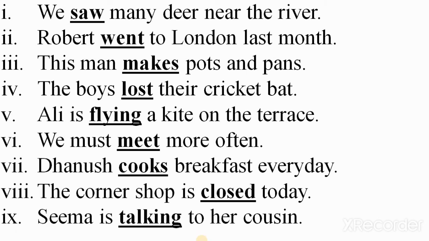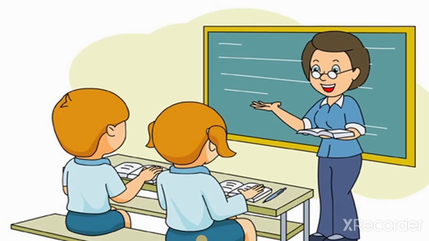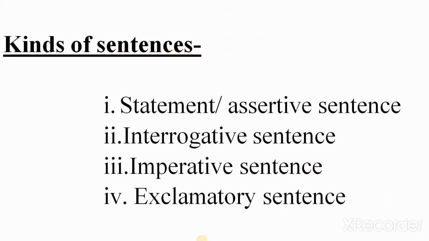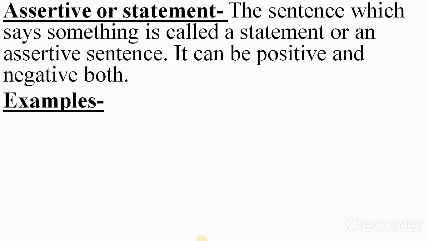Dear students, I think now you understood the reason why the verbs are suitably filled. After this, let's move to know the kinds of sentences. There are 4 kinds of sentence: statement or assertive sentence, interrogative, imperative, exclamatory. The first is assertive or statement. The sentence which says something is called a statement or an assertive sentence. It can be positive and negative both.